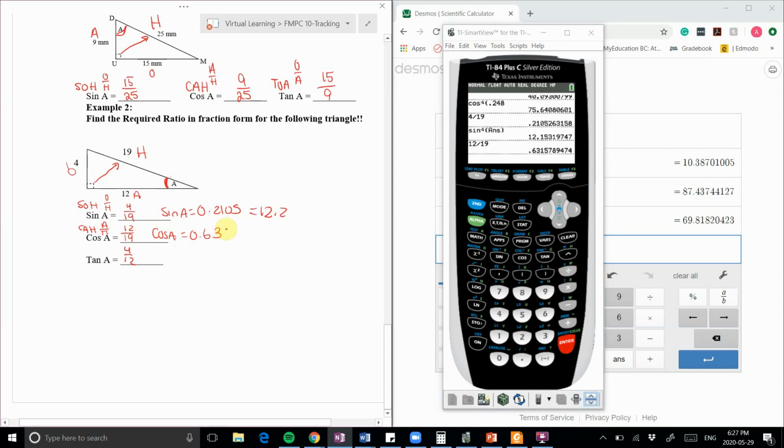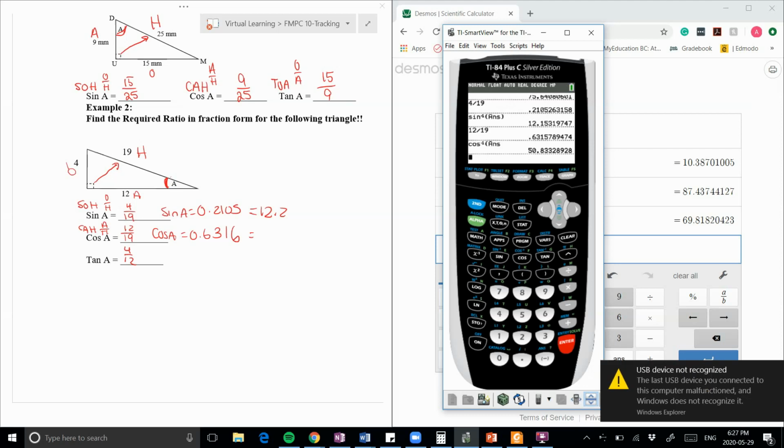So it kind of looks here like we might get different answers because we have different decimals. Remember, these are different ratios. That's why I have different ratios. So we're going to go cosine inverse of my answer. Oh, that should be 4. No, 12 over 19.